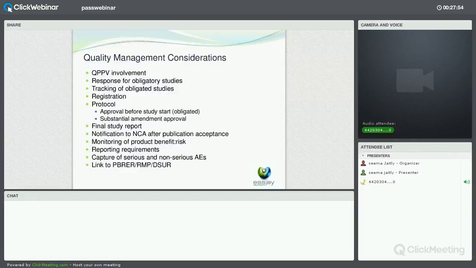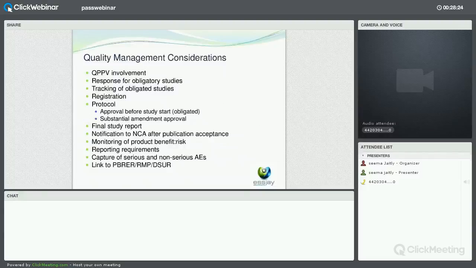You need to be able to track your obligated studies as well and track that obligation because it is a regulatory obligation. Registration, so as we looked at, you know that you have to register your study, you have to add information on updates, interim reports, and the final study report needs to be uploaded as well, so you need a process that covers that. Your protocol needs to be approved before study start, obligated, but also for non-obligated in a lot of countries as well.